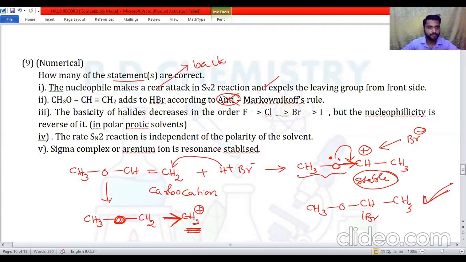Option number 3. Basicity of halides decreases in the order. Okay. Now, HF is an acid.